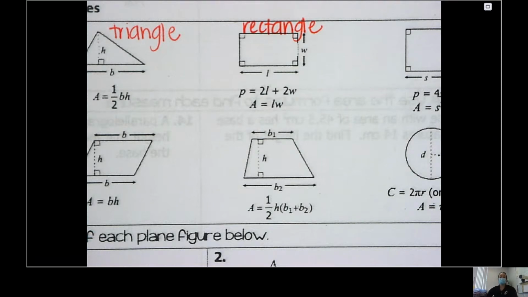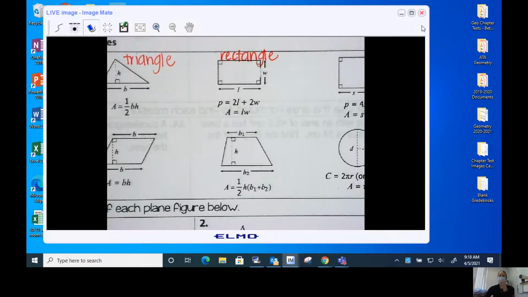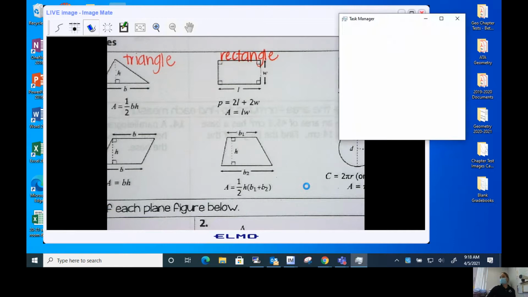All right, next one. My screen just froze. But what's your third picture there? A square. Easy peasy. Write it down. Why does it say S squared? What does that mean? What's the S stand for? The side. Yeah, so I'm just going to take one of the sides and I'm just going to square it. Or you can do base times height. It's still the same thing.